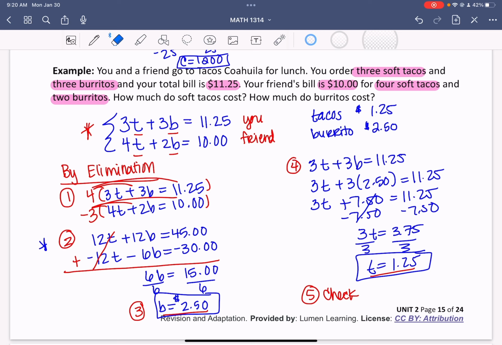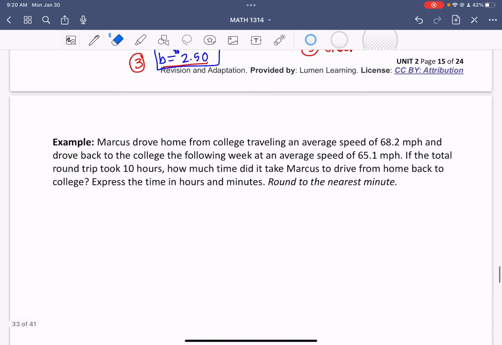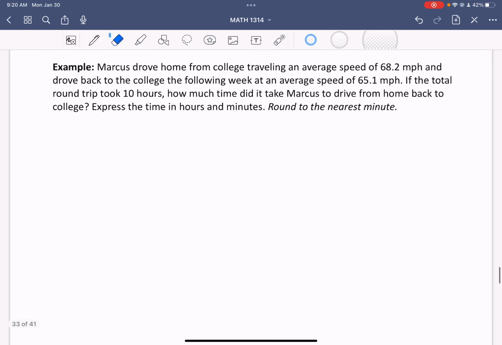And so applying these, we definitely can create equations from situations. The next example I want to look at is one where we're going to have to rely on some previous knowledge to create those situations. So let's read through it first.